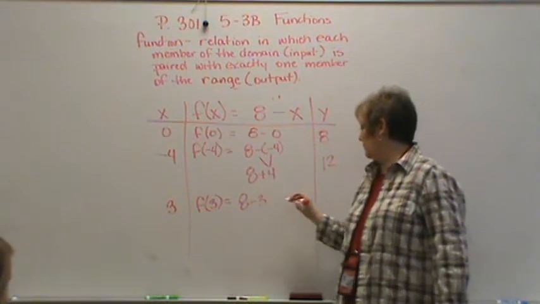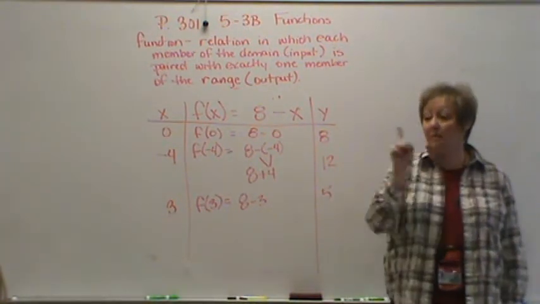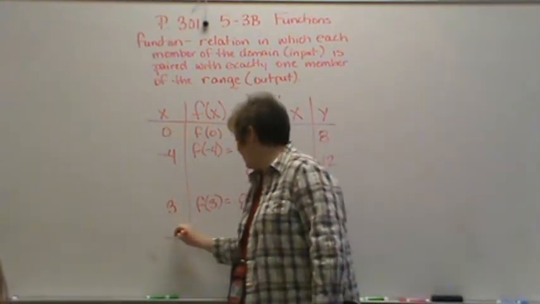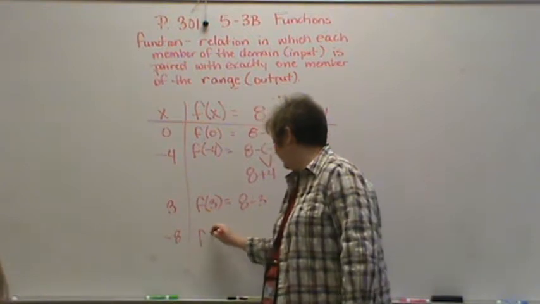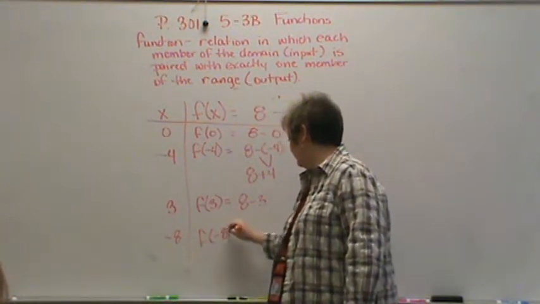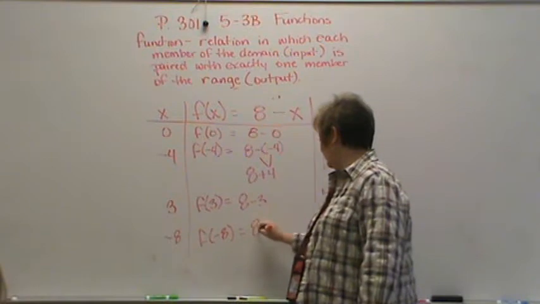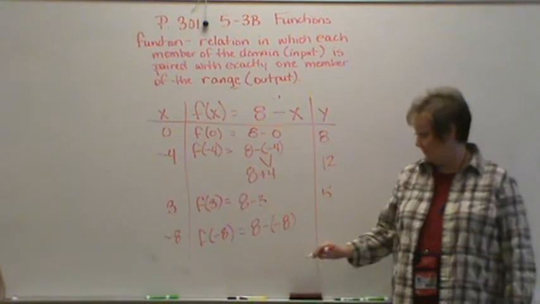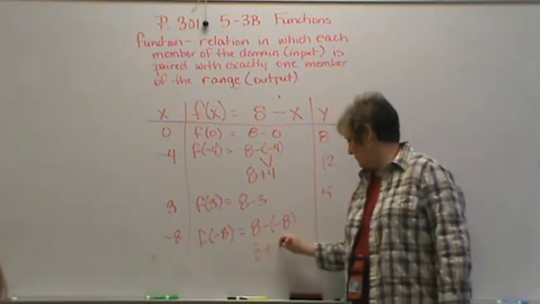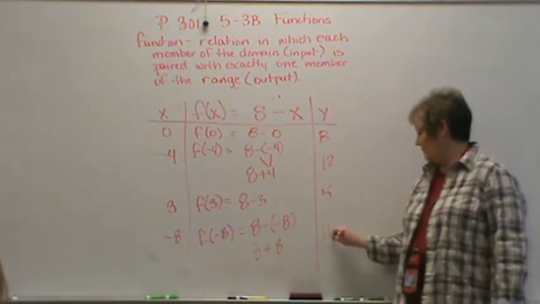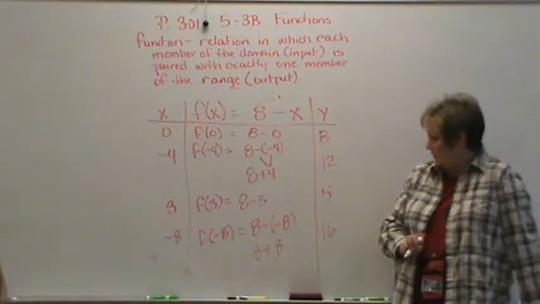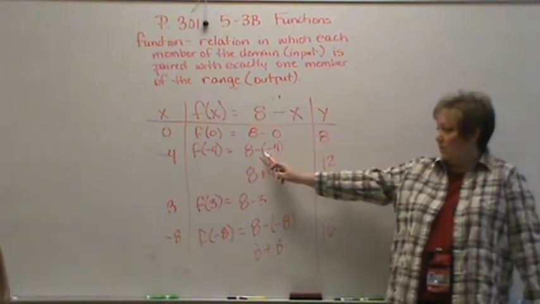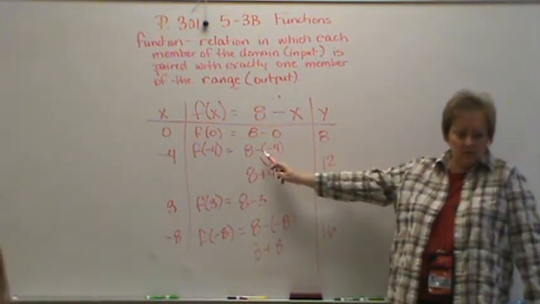8 minus 3 equals 5. Okay, we need one more. So far, so good. -8. That's easy. 8 plus 8 equals 16. Spoiler alert: you've got a double negative you gotta add. Spoiler alert, it's 16. How'd you get 12 for -4? Double negative. A double negative equals a positive.